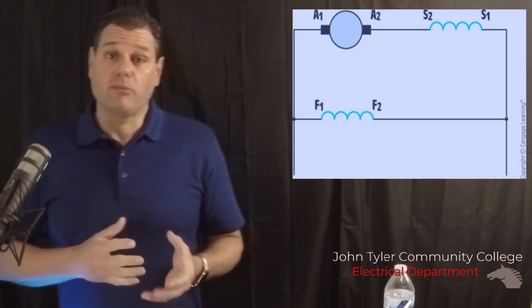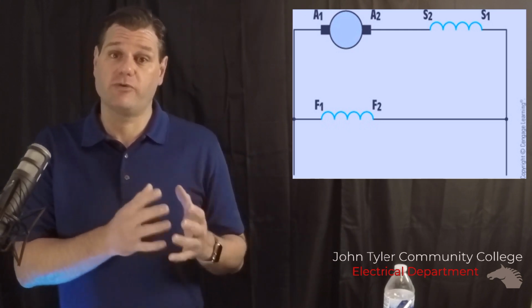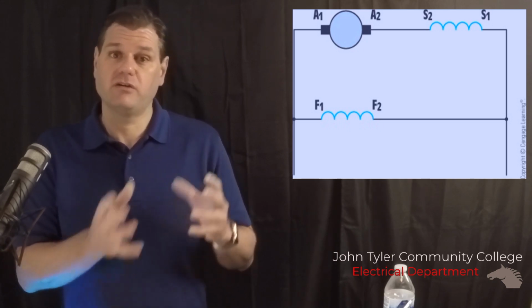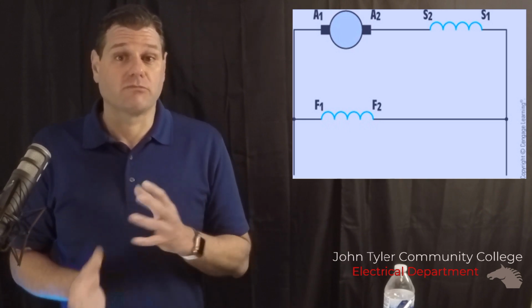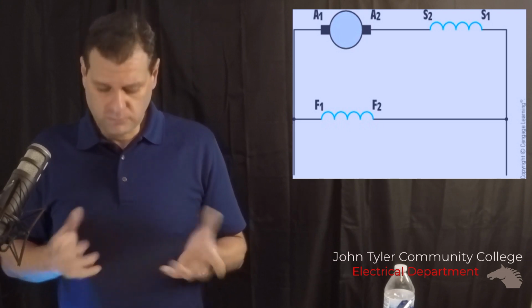So now we're going to talk about compound motors. Compound motors have series windings and shunt windings. This allows you to have the stability of a shunt and the voltage capabilities of a series. So they're kind of the best of both worlds. They're not really great at either one, but they're right in the middle.